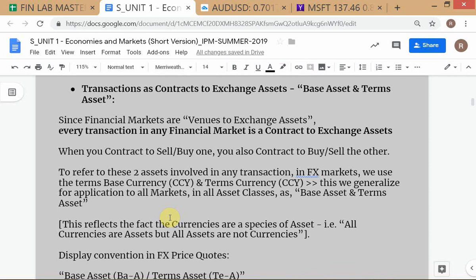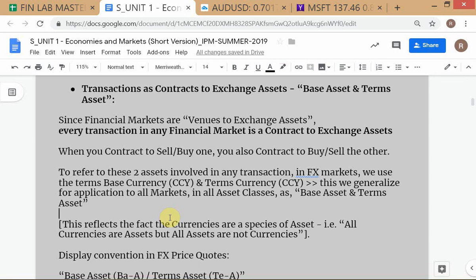So far you understand a market is a venue for exchanging two assets, the base asset and the terms asset. Quoting conventions, we have learned a little bit about. The other concept that we want to have is that every transaction in a market is a contract to exchange assets. Just like I have a contract with the furniture seller that I will pay you 1 lakh rupees, you design the furniture for my living room, make it and deliver it.